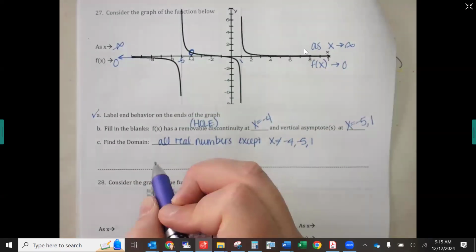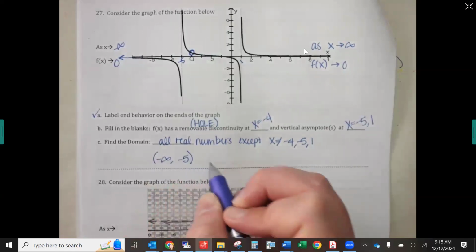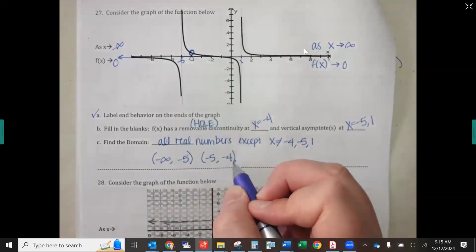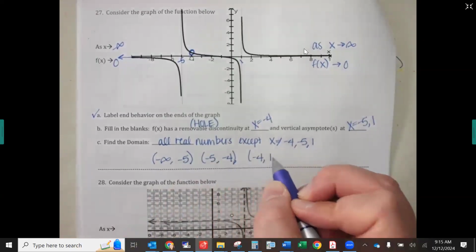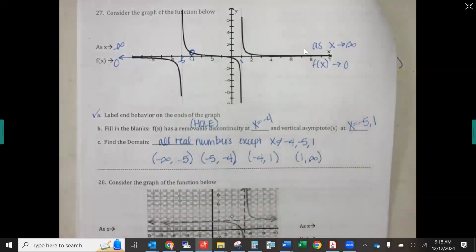So you would say from -infinity till -5. Then from -5 to -4. Then from -4 to 1. And then from 1 to infinity. So basically, you're just listing out, if I can't touch -5, I have to stop. Can't touch -4, we'll have to have another little break, and then you can't touch 1. Okay? Questions on that?